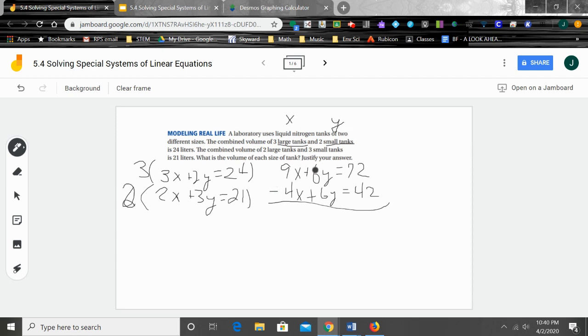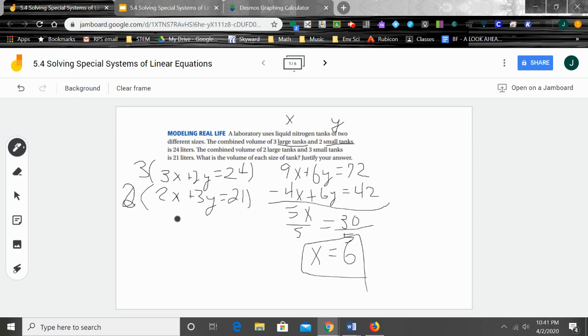So how do I eliminate a 6y and a 6y? Well, I need to subtract the two of them. So we'll subtract these. So 9x minus 4x is 5x. 6y minus 6y is 0. 72 minus 42 is 30. All right, so I divide both sides by 5. And x equals 6. Okay, so my large tanks are 6.